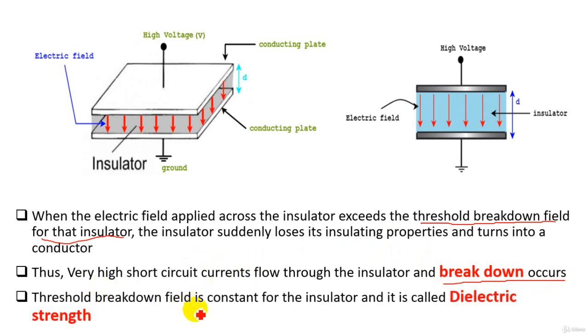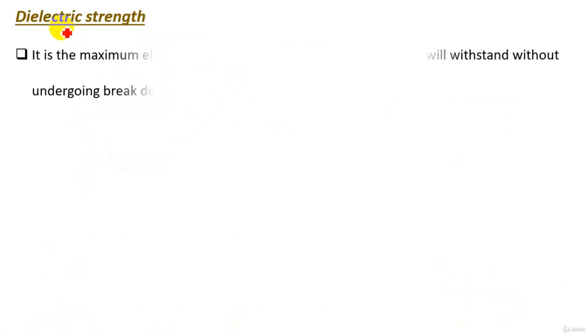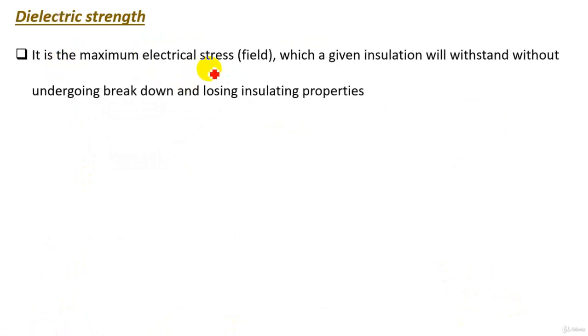The threshold breakdown field is constant for the insulator and it's called dielectric strength. So what is the second definition? Dielectric strength. It is the maximum electrical field or electrical stress which a given insulation will withstand without undergoing breakdown and losing insulating properties. So it's very important to know the dielectric strength of the insulator to prevent its breakdown.